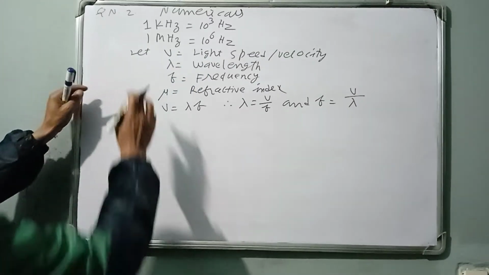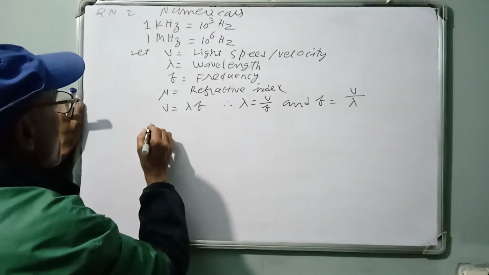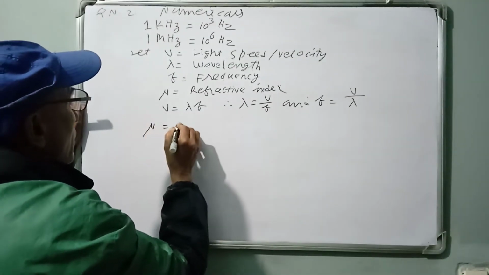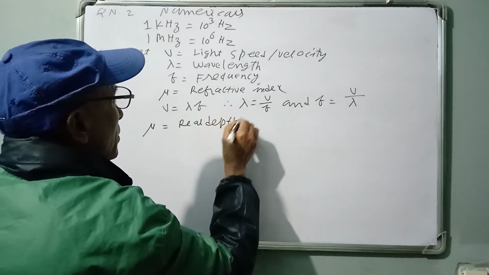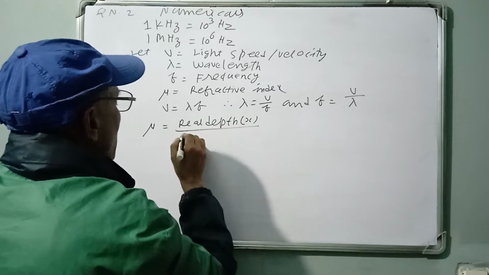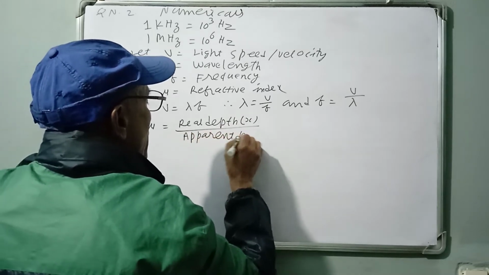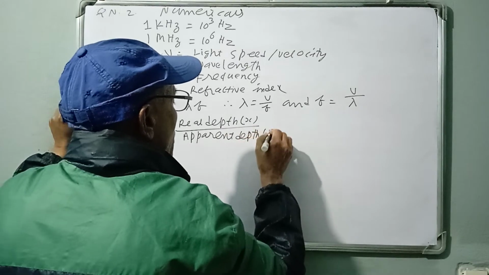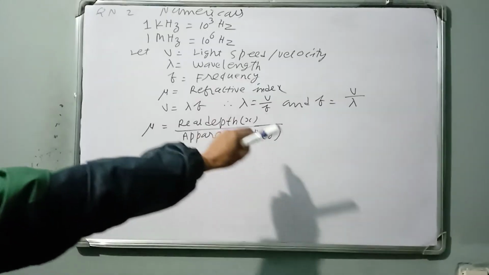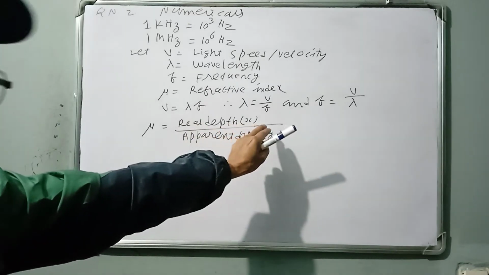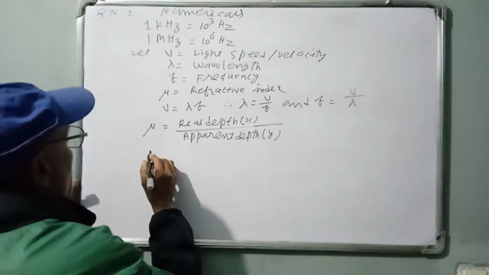And another related to refractive index. First formula is, see, real depth x upon apparent depth y. One formula of refractive index is real depth upon apparent depth. One formula.